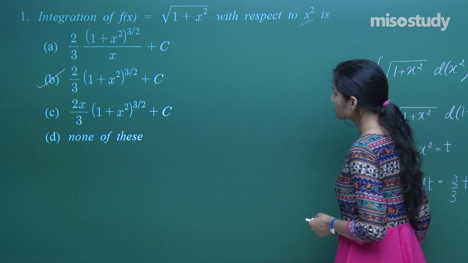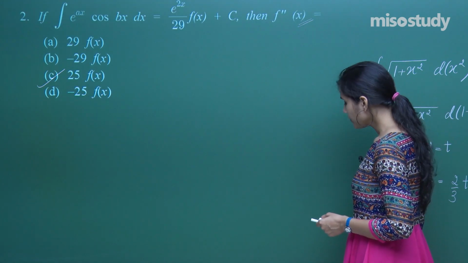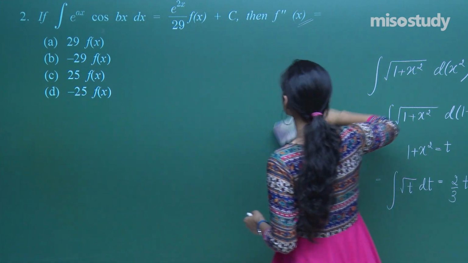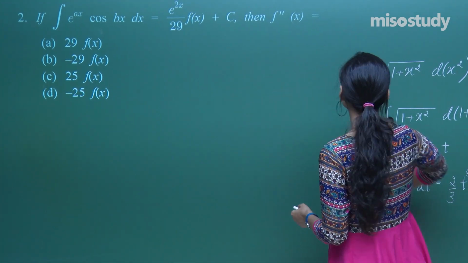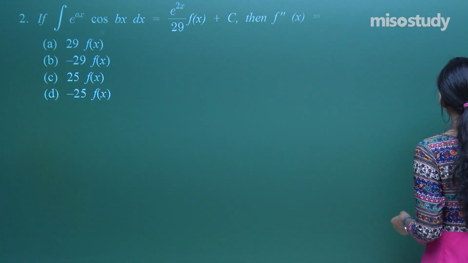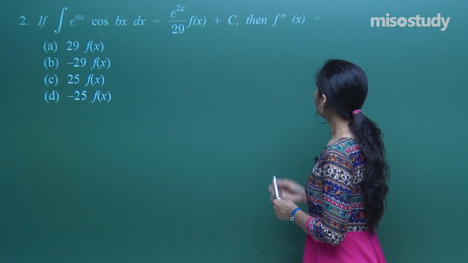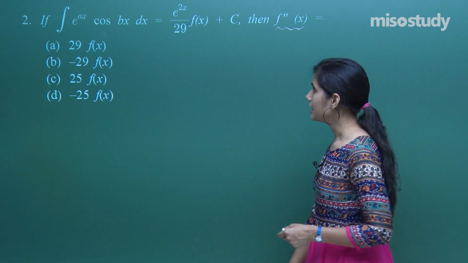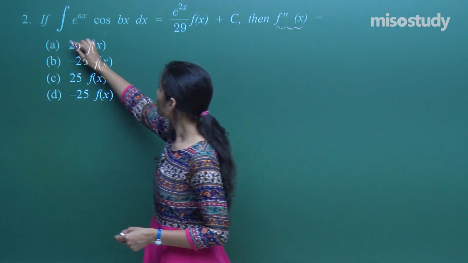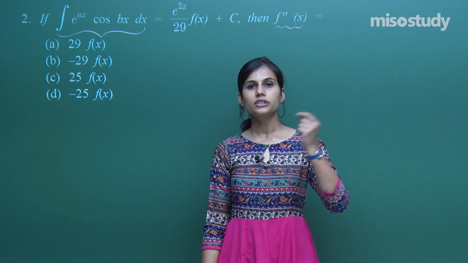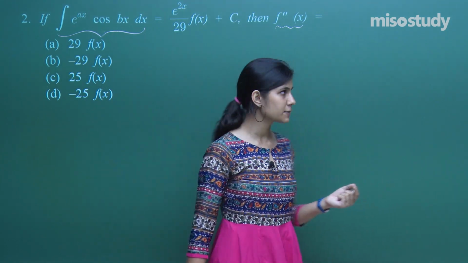The next question says: if the integral of e to the power ax cos bx dx is given to be this, then f double dash x will be equal to what? So you are given the information of a certain expression, and on the basis of that, you are being asked to compute f double dash x. This is something we have already witnessed, and we know the general scenario which follows for this particular expression.